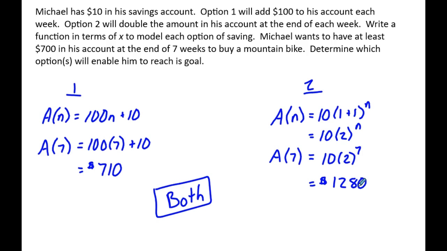So to answer the question, both options are going to work to get him enough money to buy the mountain bike. It's just that the second one is going to produce a lot more money in the account because it's an exponential rather than a linear. So both options work. The second option would create even more money for him to have in his account after that 7-week period.